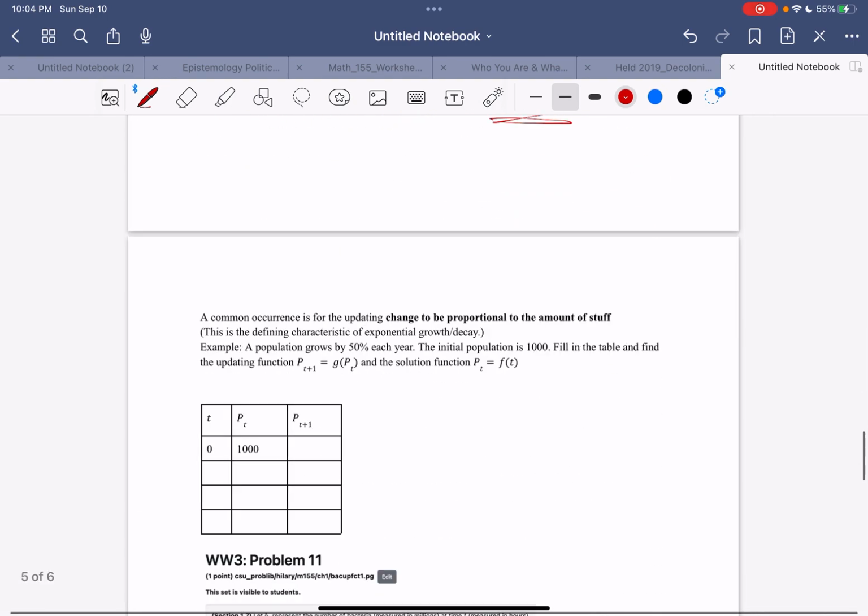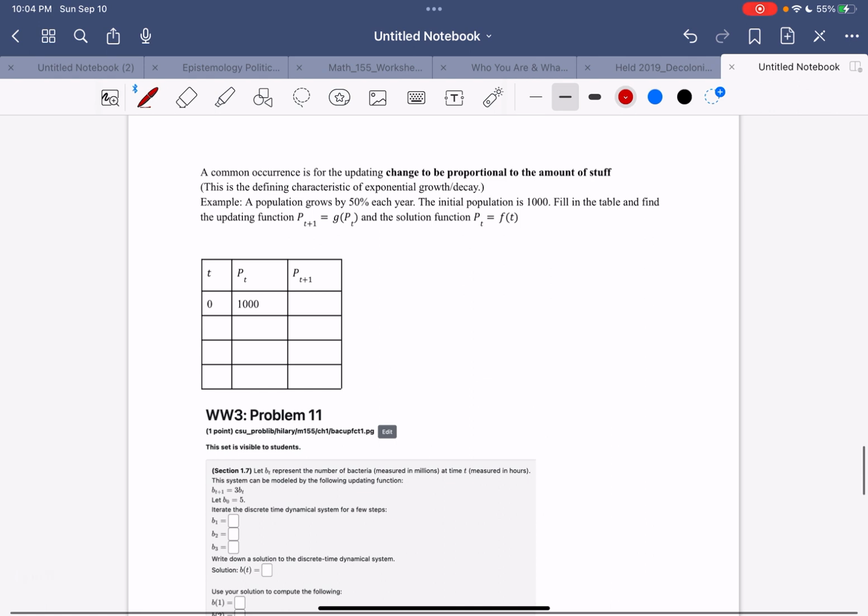All right, I know I'm going fast. It's because we're going to work on this in class as well. So, all right, let's do something more interesting than a line.